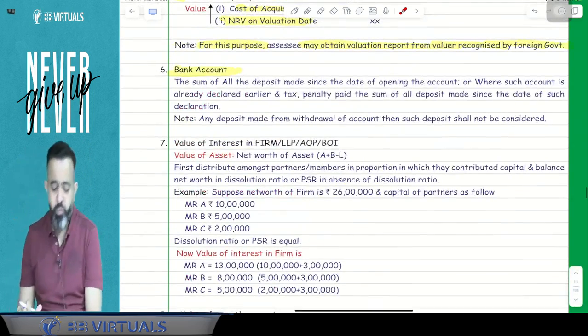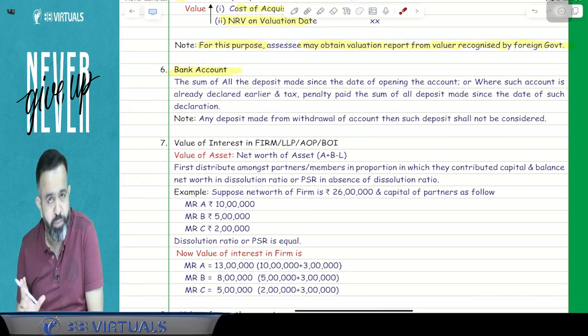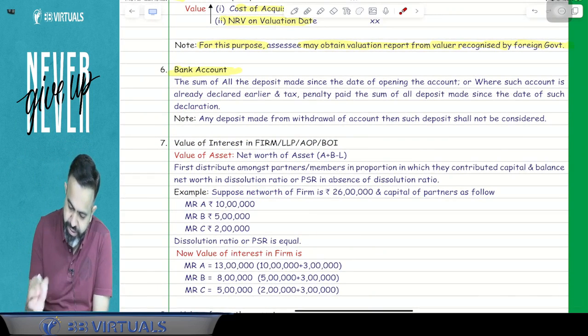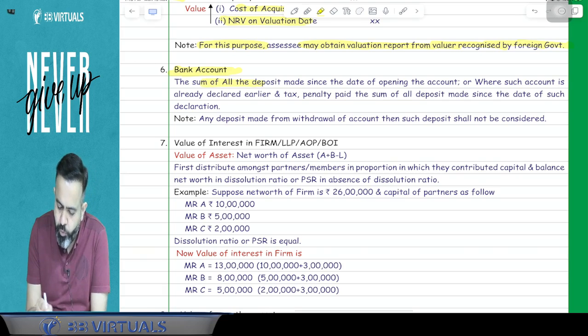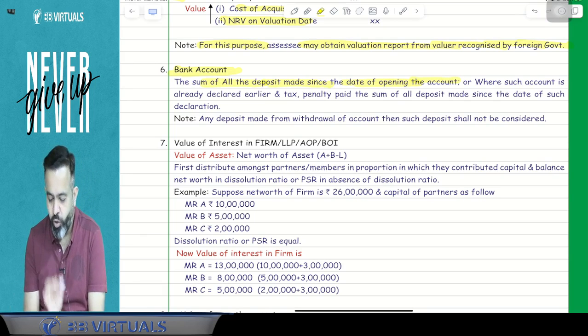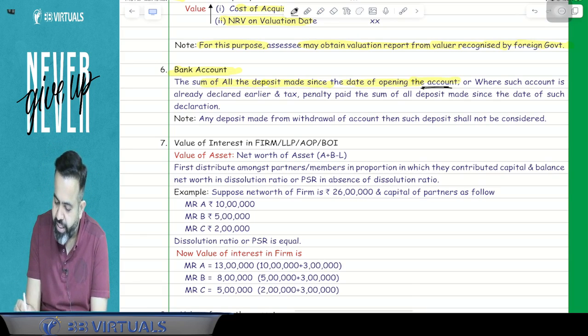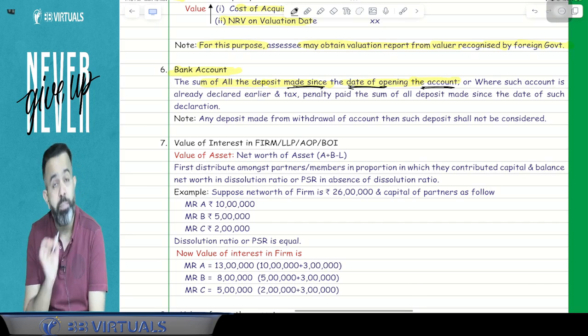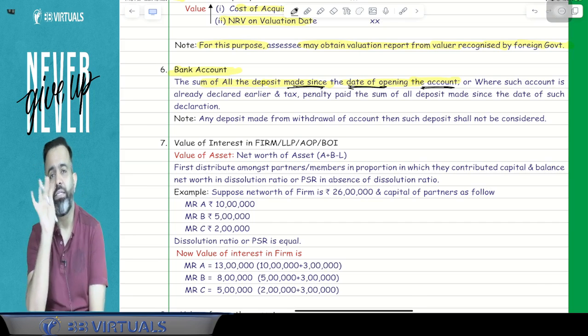So what do you mean by the bank account value? How will you value the bank account? Here, it is the sum of all the deposits made since the date of opening the account, from the date on which you opened the account, whatever amount was deposited in that bank account will be considered.